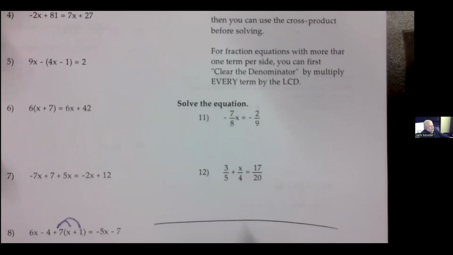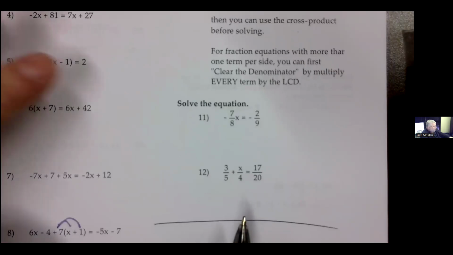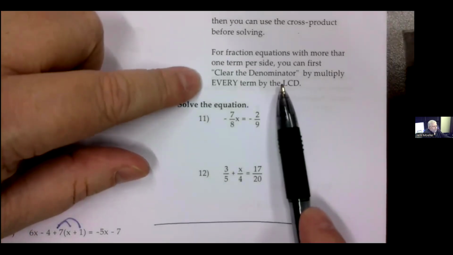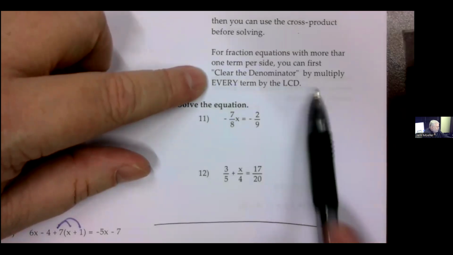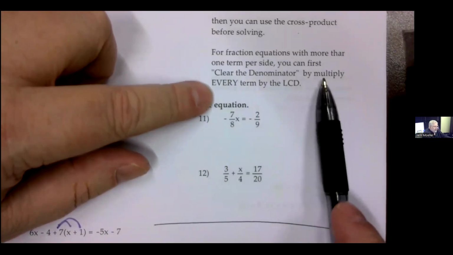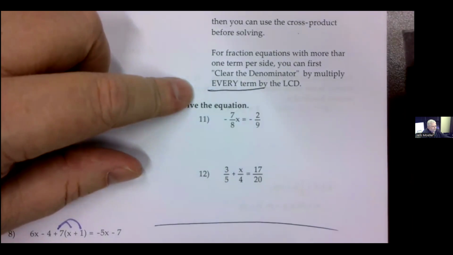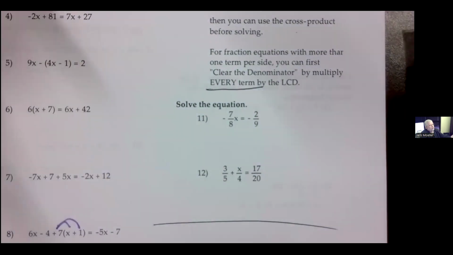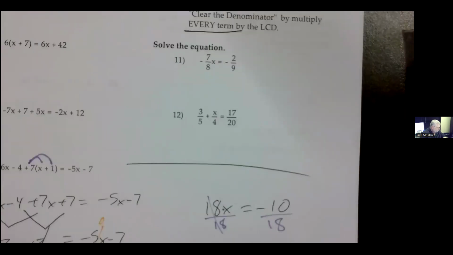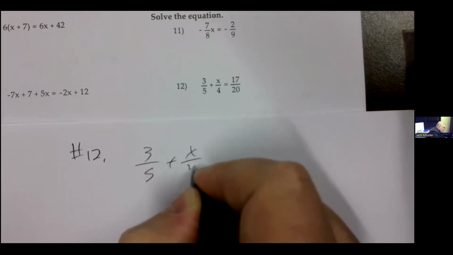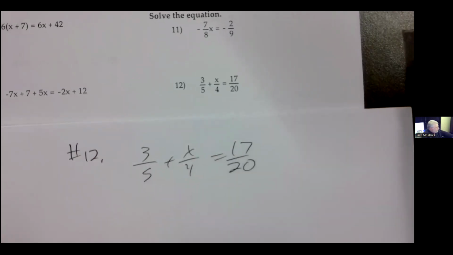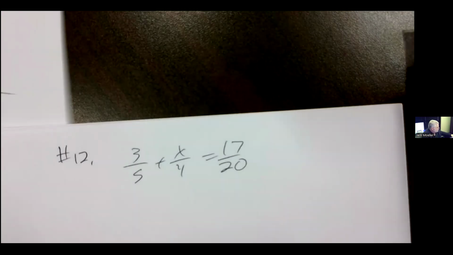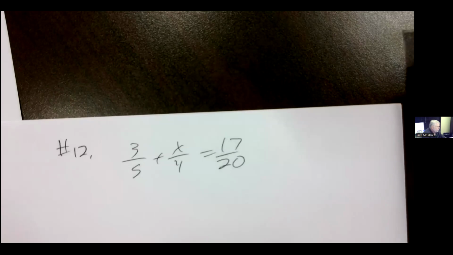So if you have an equation that has three or more parts like this, we have something called clearing the denominator. When you clear the denominator, the very first step is to multiply every term, whether it's a fraction or not, by the LCD. If we do this correctly, it's going to get rid of the fractions for us and give us an equation with whole numbers. All right, how does this fit? We're looking at number 12. We have 3/5 plus x over 4 equals 17/20. That 3/5 plus x over 4 is what makes this a little bit messier version. So this side is why I'm wanting to clear the denominator.